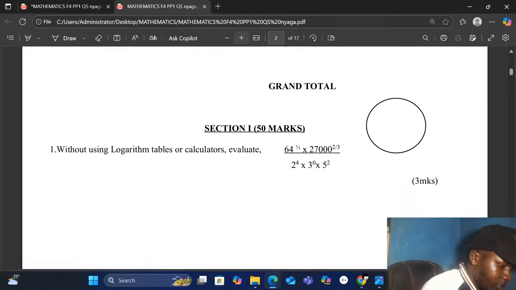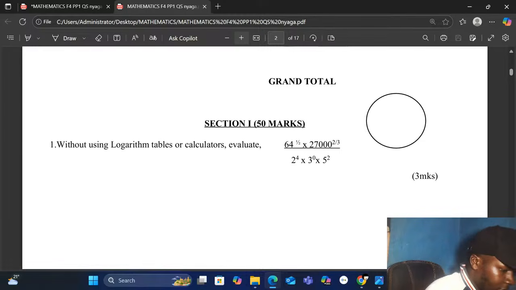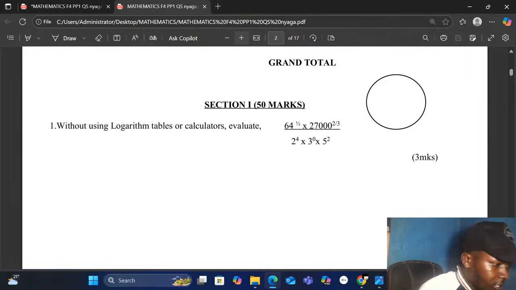Now we can use this one. Sorry for that. We can use this. Now, without using mathematical logarithm tables or calculator, evaluate.